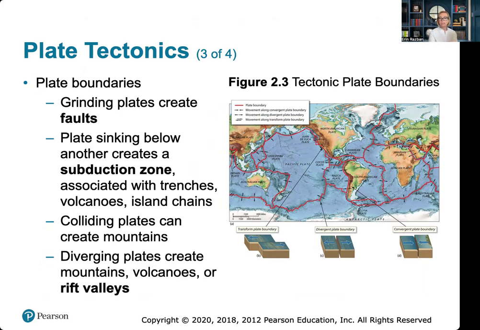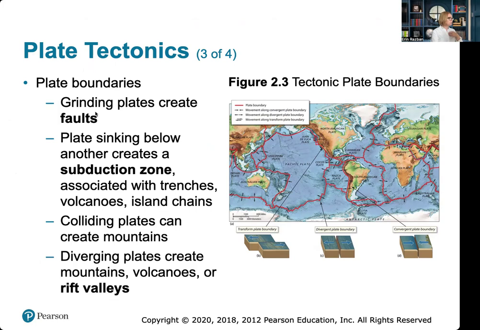Now, the most well-known example is especially familiar here in Southern California. It is the San Andreas Fault, where the North American plate and the Pacific plate are sliding past one another. These grinding plates create faults.